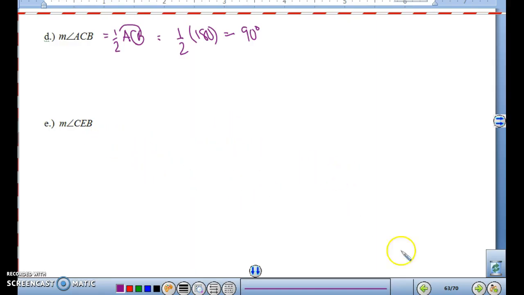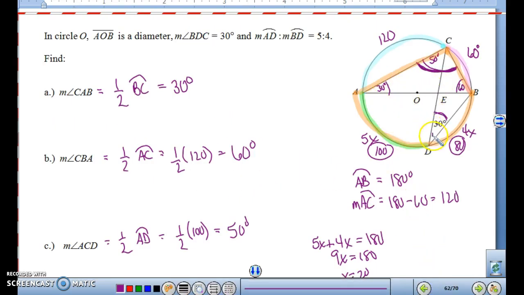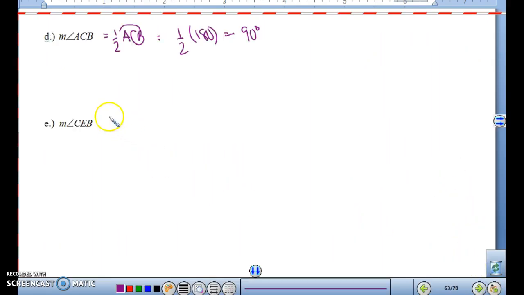Okay, the last one is angle CEB. So it's this angle that's not on the circle. Okay, so remember we just found this was 90. All right, so if this whole angle is 90 degrees, this part's 50, what does that make this part? It makes it 40. Well, CEB is right here. What's the measure of the angles in a triangle? 180. Well, we have 40 and 60, which is 100, so that means CEB is 80 degrees.